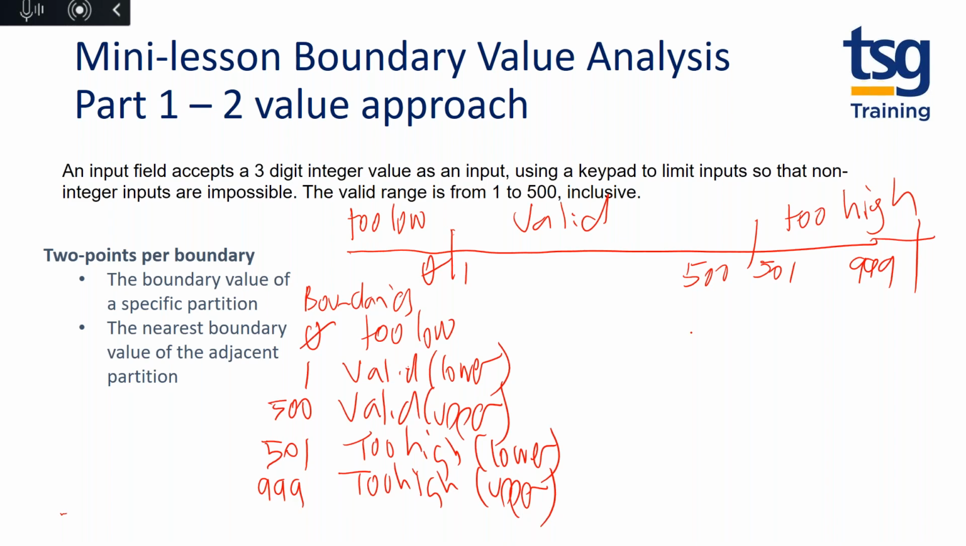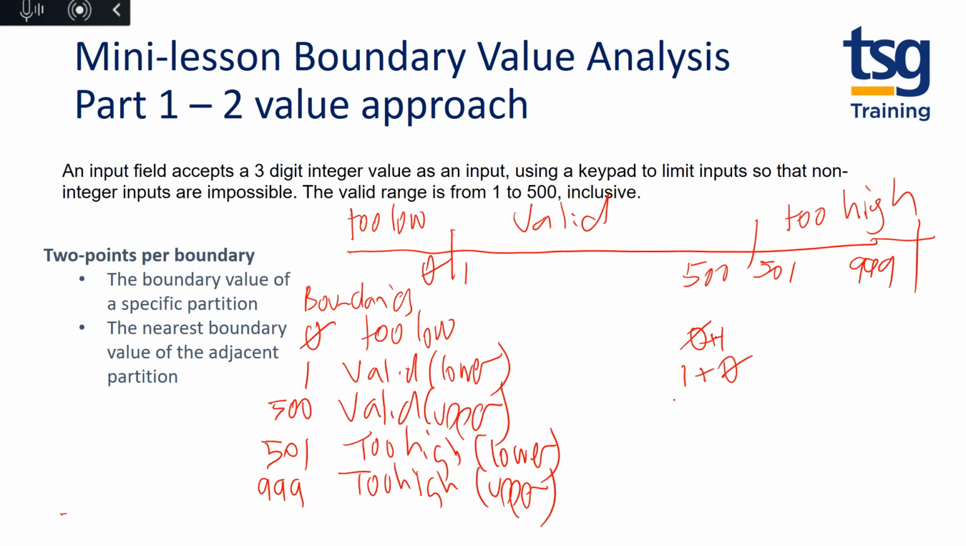If I'm testing the too low boundary, 0, I'm going to test it according to this technique with the boundary value and then the nearest boundary of the adjacent partition. My most immediate adjacent partition is the valid one. So I'm going to test 0 with the lower boundary of valid, which is 1. For the valid partition, my boundary is 1, and I test that with the immediate boundary of the next partition, which is 0.